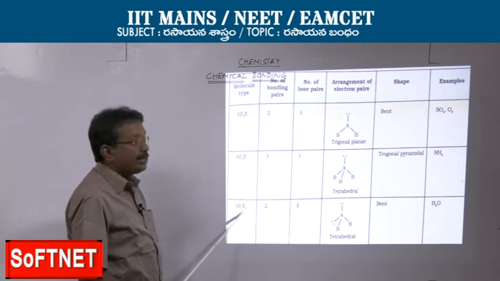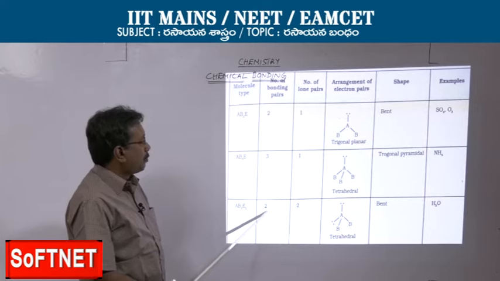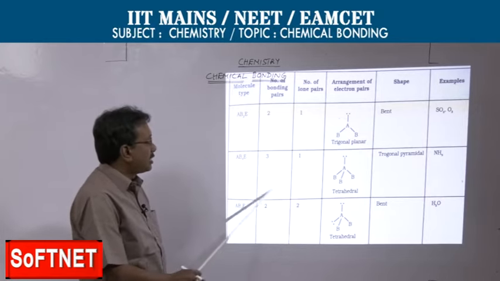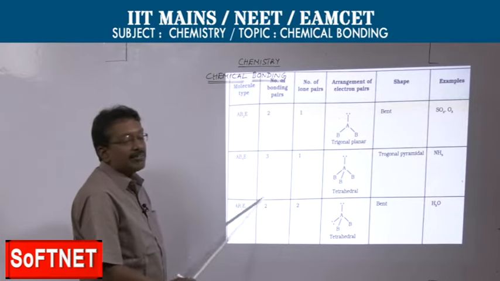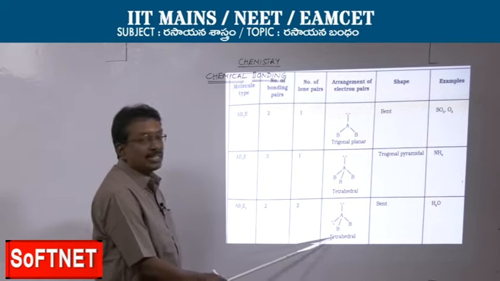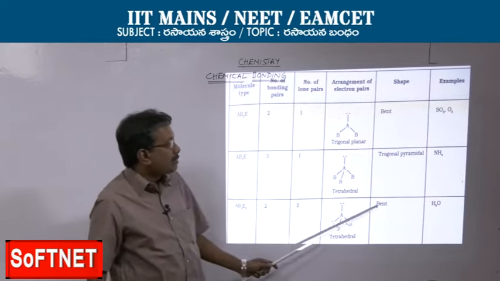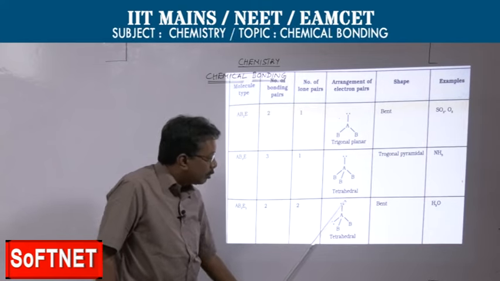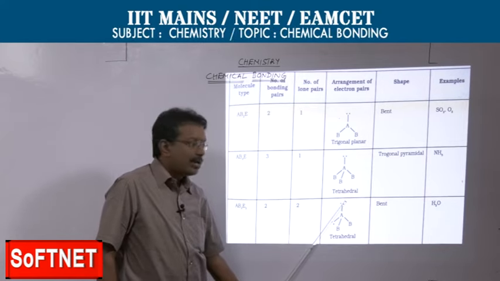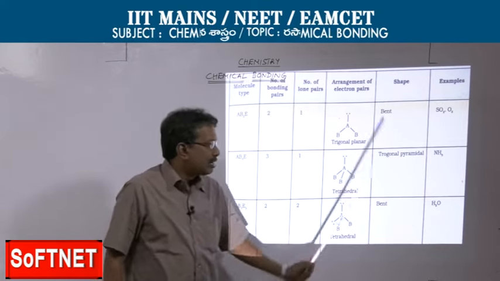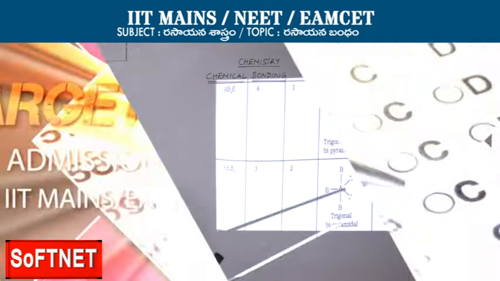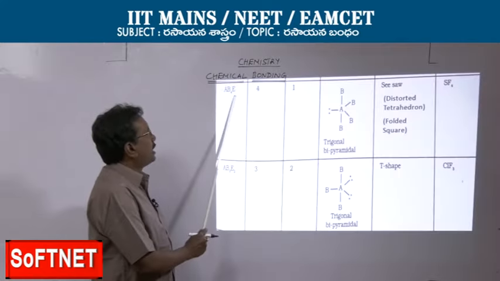Now if you observe the AB2E2 type, AB2E2 means 2 bond pairs and 2 lone pairs are there, so here also a total of 4 electron pairs are available. Then the electron pair geometry is tetrahedral, but to describe the molecular shape, if you ignore these lone pairs of electrons, then the shape of the molecule becomes bent. One example is H2O.